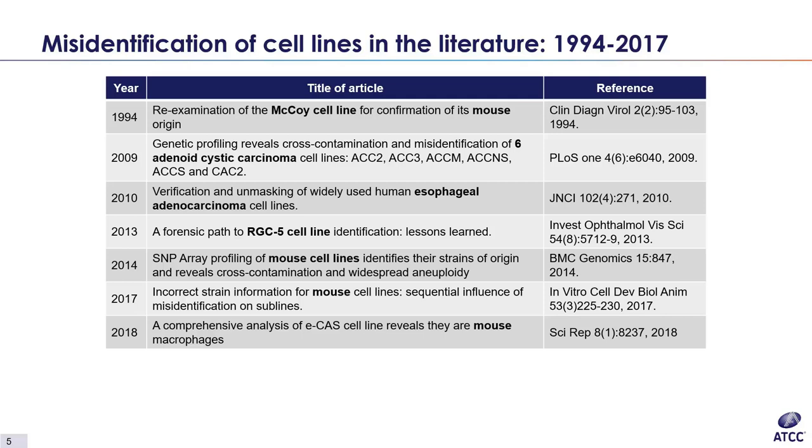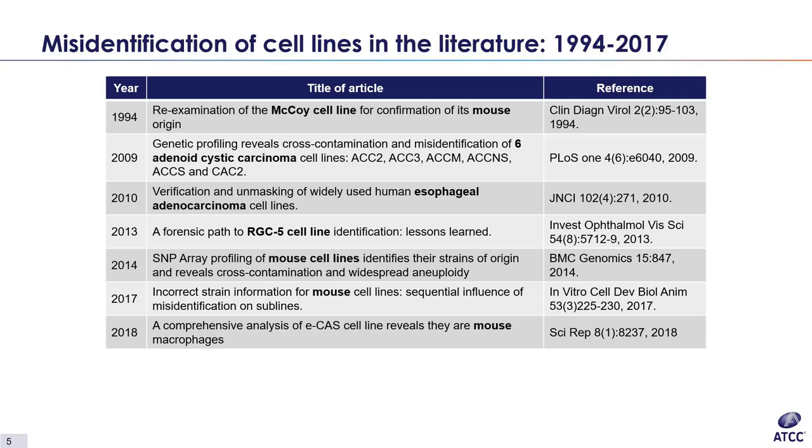For example, the McCoy cell line was originally derived from human synovial fluid in 1955, but in 1994, Fong and colleagues discovered it to be murine in origin. In 2013, a rat retinal ganglion cell line was determined to be of murine origin, specifically the cell line 661W.